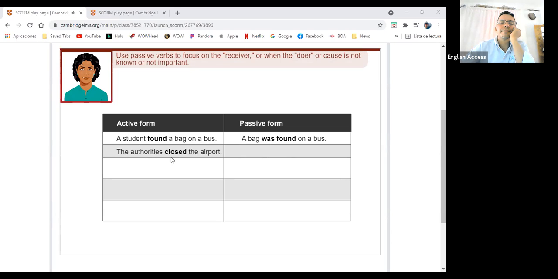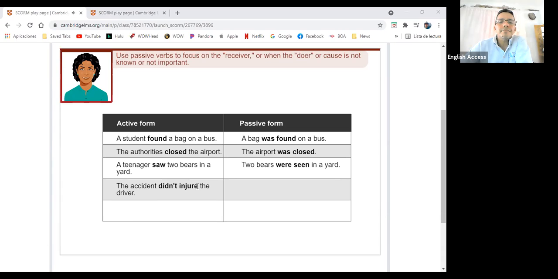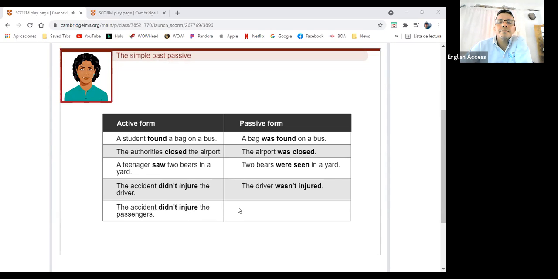The authorities closed the airport. The airport was closed. A teenager saw two bears in a yard. Two bears were seen in a yard. The accident didn't injure the driver. The driver wasn't injured. The accident didn't injure the passengers. The passengers weren't injured.